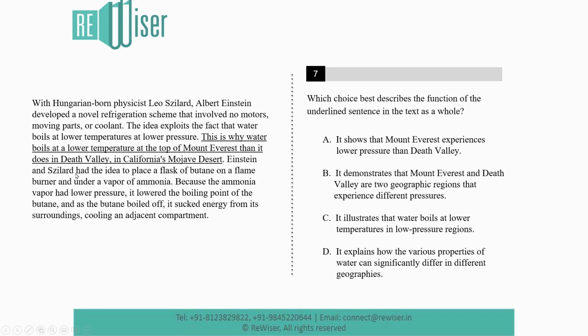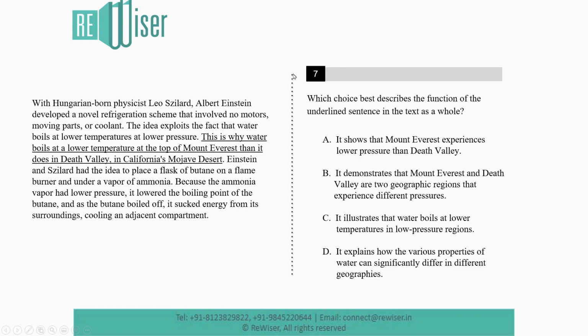Einstein and Szilard had the idea to place a flask of butane on a flame burner and under a vapor of ammonia. Because the ammonia vapor had a low pressure, it lowered the boiling point of the butane, and as the butane boiled off, it sucked the energy from its surroundings, cooling an adjacent compartment.